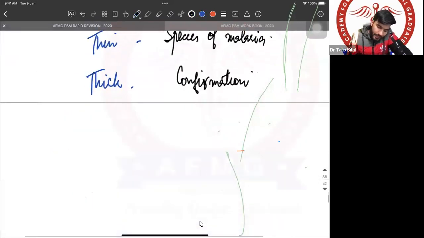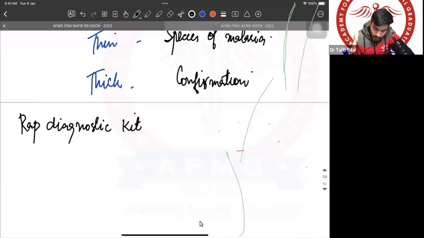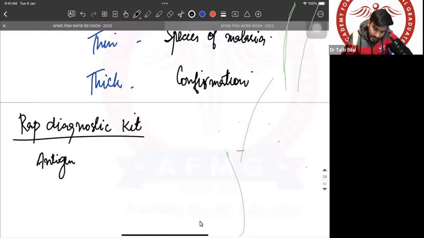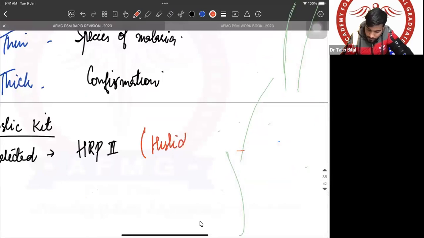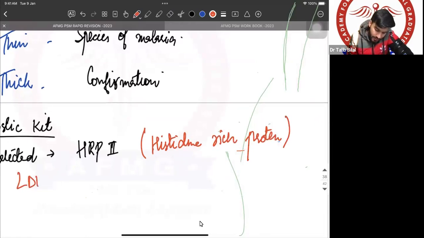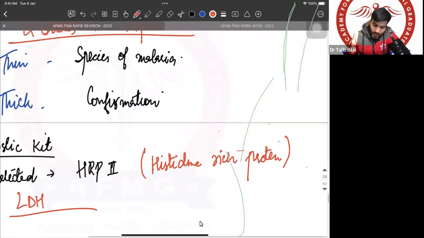Then, guys, we have a rapid diagnostic kit. It is an antigen detection kit. Which protein do we use? HRP2, that is histidine rich protein. We also check LDH levels. Is that okay?